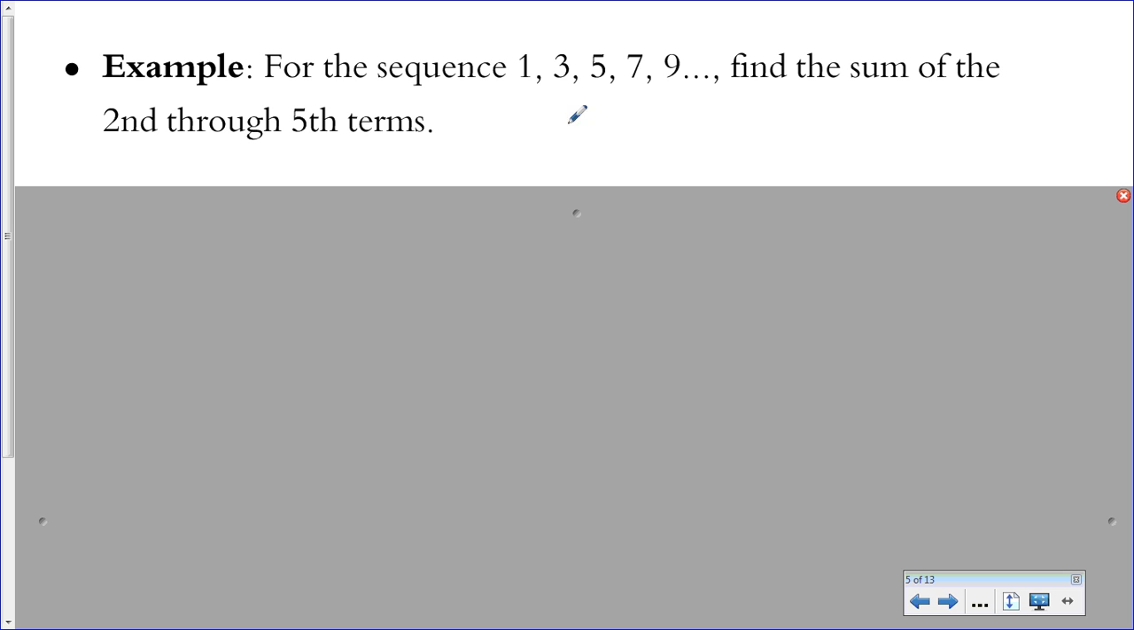You can actually see them right here. It's 3 plus 5 plus 7 plus 9, and calculate what that should equal. If I do that real quick mentally, 3 plus 5 is 8, plus 7 is 15, plus 9 is 24. Okay, so the answer that we're looking for is 24.